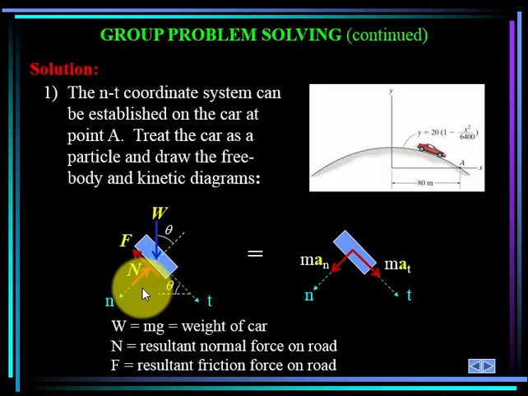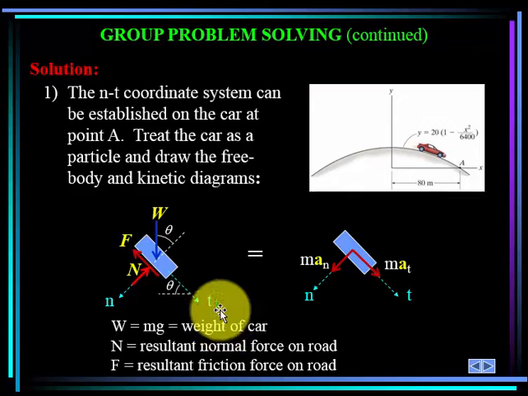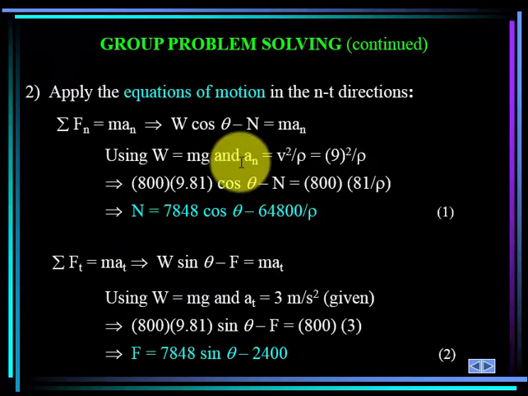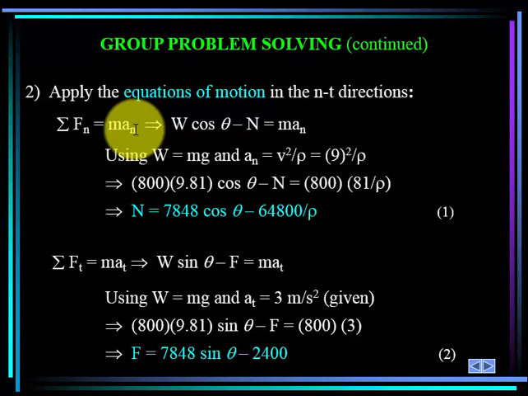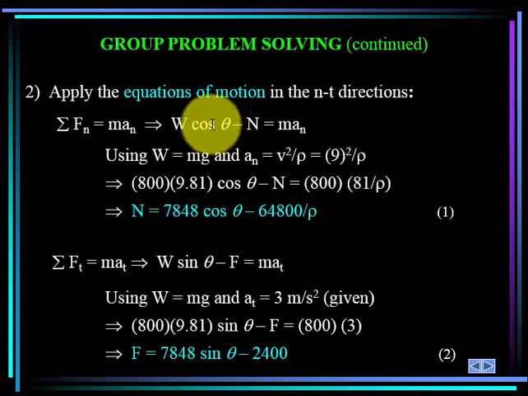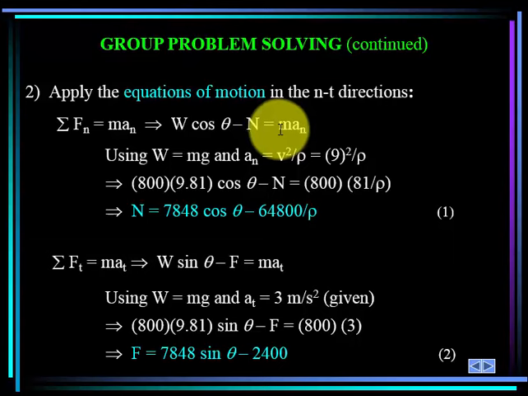Let's look at what will happen in the normal direction. We're going to have the normal force as a negative force. We'll have the weight force as a positive normal force. And those are the only things acting in the normal direction. In the tangent direction, we'll have negative friction and a positive weight component. Let's go look at those. Sum of forces in the normal, mass times acceleration in the normal. In the normal, we have a gravity component, and we have a negative road normal force component equal to mass times acceleration in the normal, but the acceleration in the normal is v squared over rho.